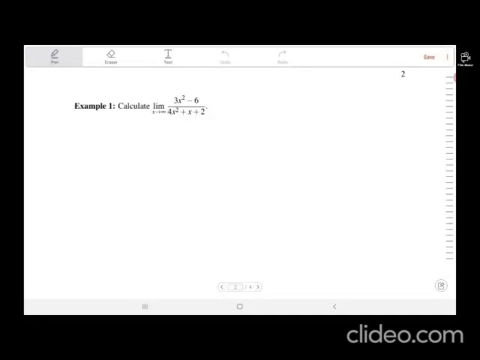So we've got our first example here. You can see we have a rational function. We have a quadratic polynomial as the numerator and as the denominator. And we'd like to take the limit as x tends towards infinity. So based on other calculations of limits for rational functions, your first instinct might be to see what happens to the numerator and the denominator as x tends towards infinity. So let's do that first and see what happens.